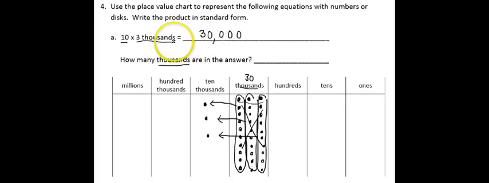Now, how many thousands are in the answer? Well, that's what we got in that place value. We started with 30 thousands before we composed them and changed them to 10,000s. So in all, we have 30 thousands.